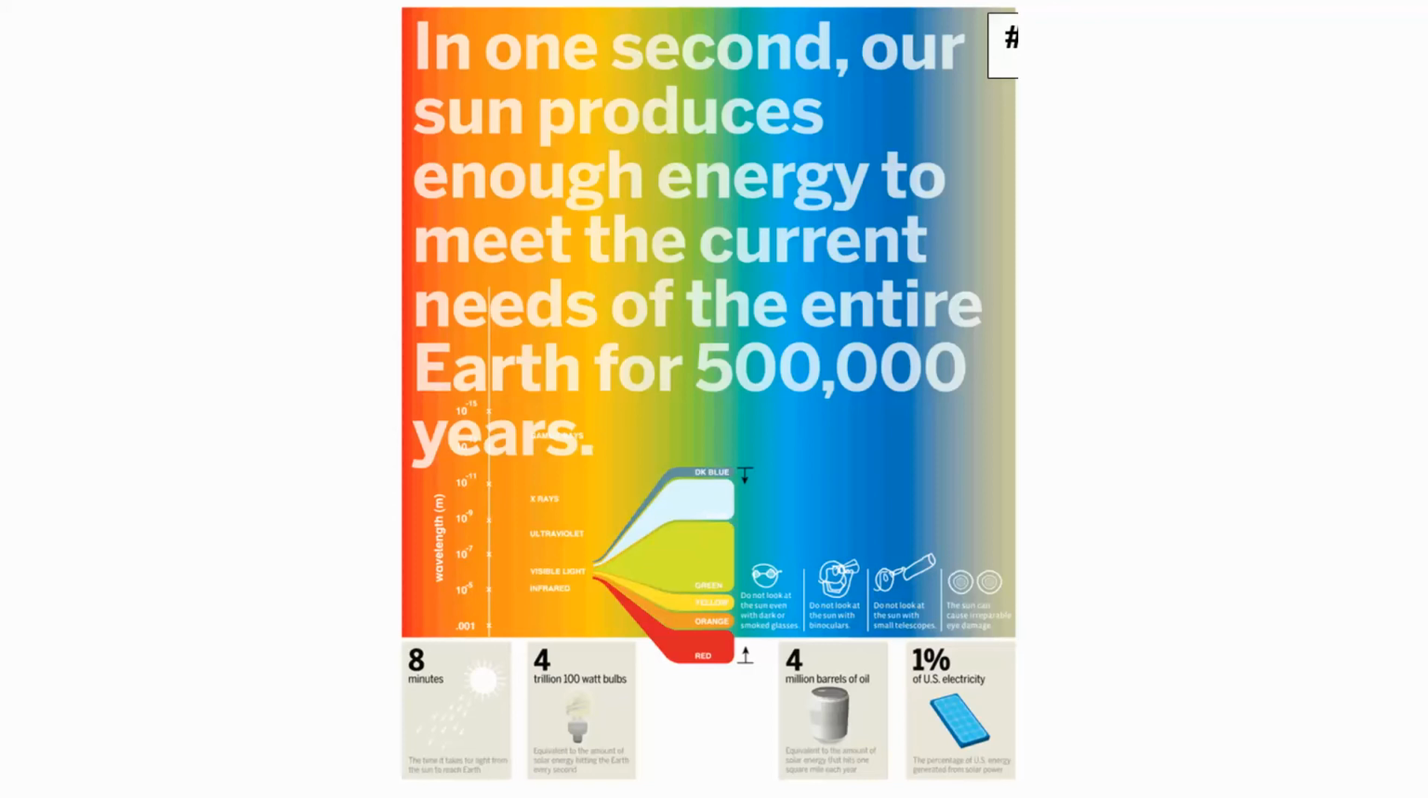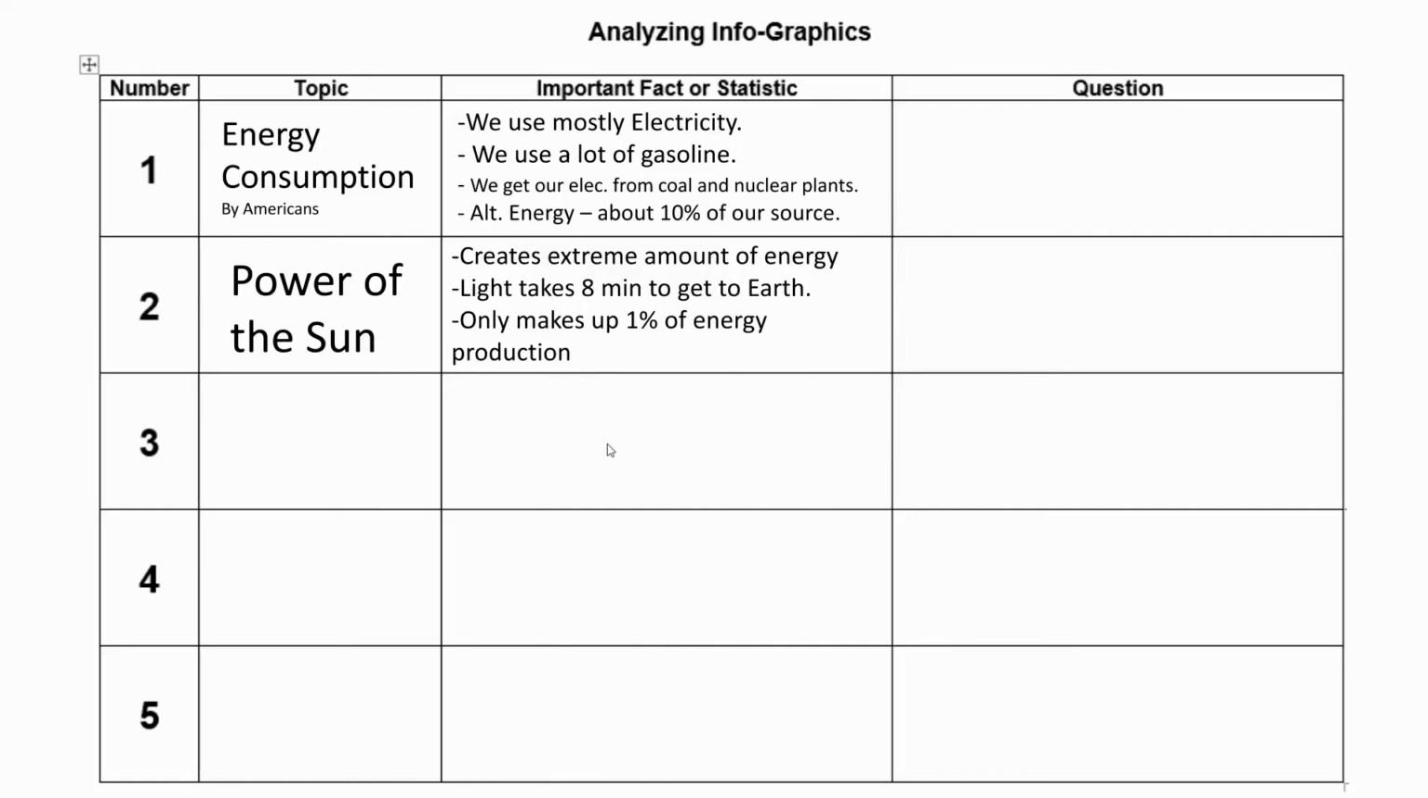So for as powerful as the sun is, solar power only makes up about 1% of the energy production in the world because it's so hard to harness the energy of the sun. And if you had any questions, you could have put them over here.